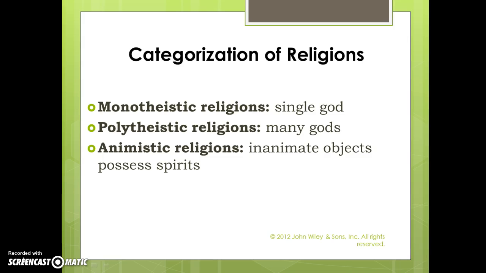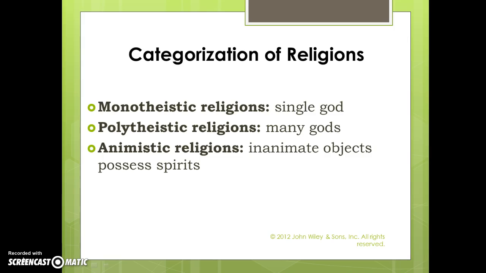So there are a few different ways we can categorize religion. We're going to look at those and then we're going to end by looking at a map to show us where we see major religions predominating in the world. So one of the ways that we can categorize religions is to look at how they view God.